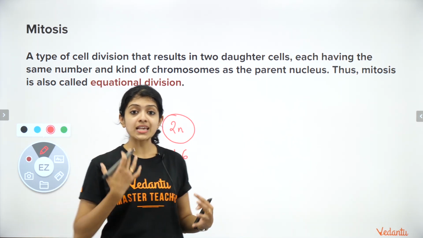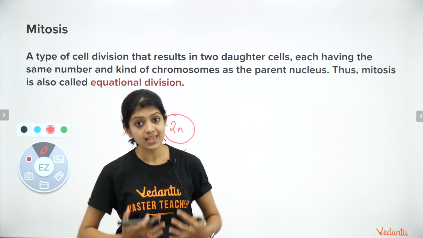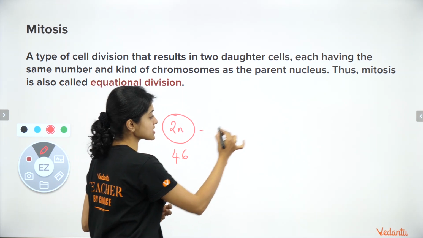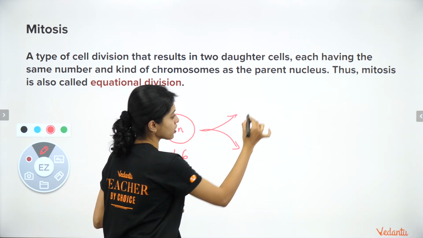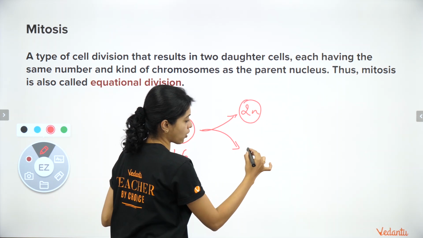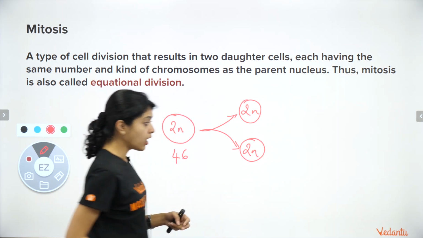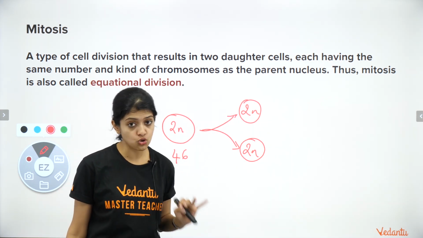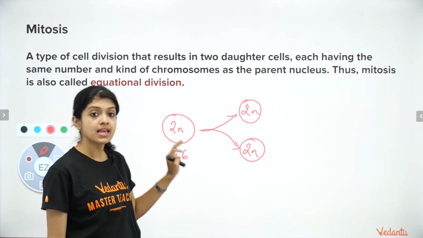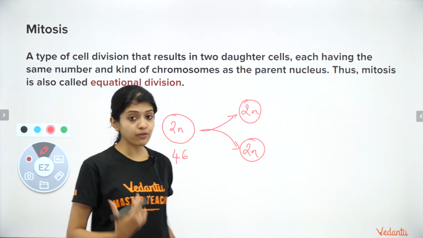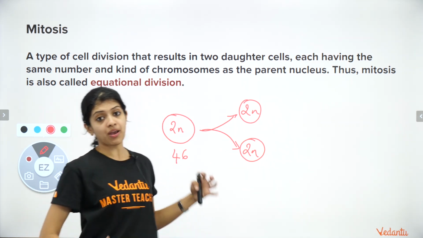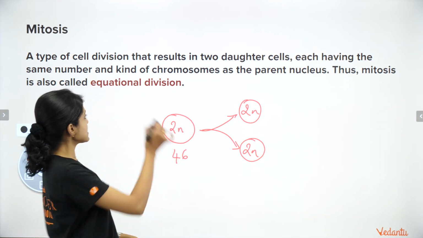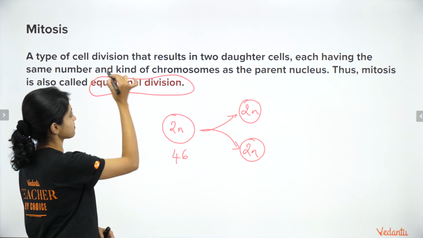It goes through prophase, metaphase, anaphase, telophase, and cytokinesis. And at the end of cytokinesis, this would have divided into two new diploid cells. So you see that the number of chromosomes very clearly is the same as the parent cell. Even the type of chromosomes would be an exact replica of the parent cell. Correct? This is why we call mitosis equational division.